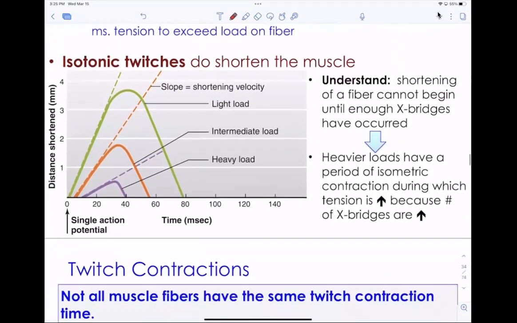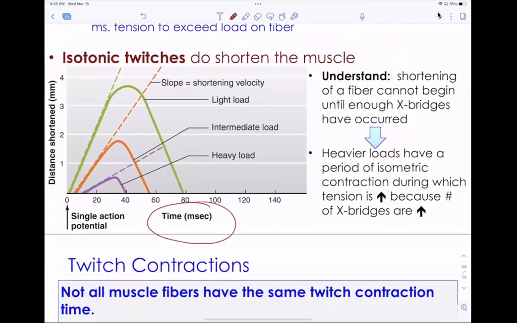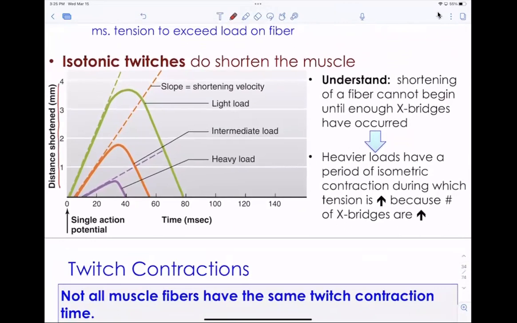And so when you look at the time it takes to actually contract, which is distance shortened, if you have a heavy load, what you're going to notice is if you have an action potential here and the load is heavy, which is this purple, it's going to take time to build up cross bridges to start moving the load. And you're not going to be able to move it very far because you're probably using all your cross bridges and all those myosin heads to move that load.